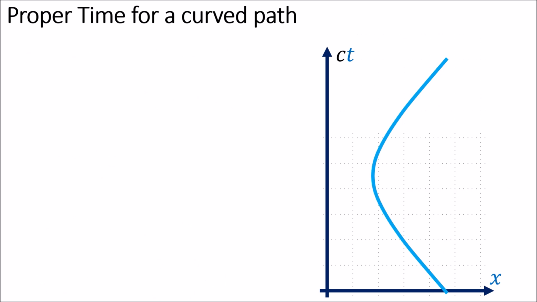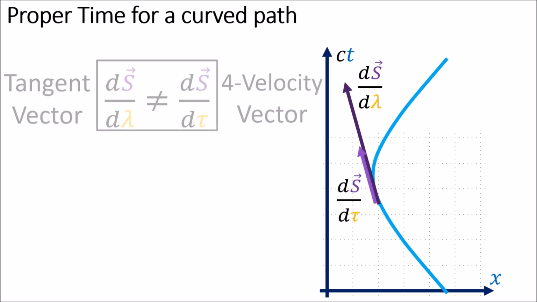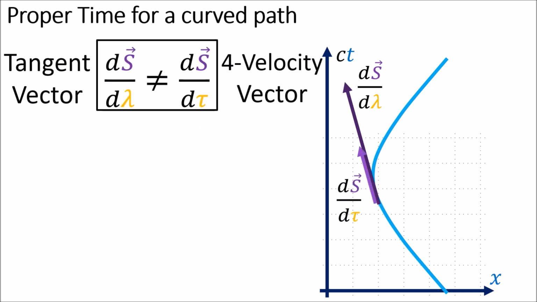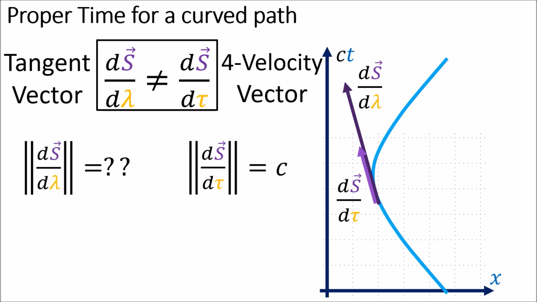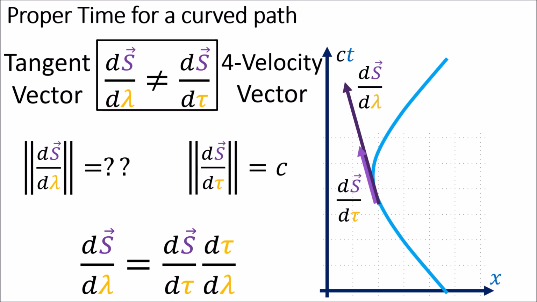Also, I just want to point out that the world line's tangent vector ds by d lambda is not the same thing as the world line's four-velocity vector ds by d tau. The four-velocity vector ds by d tau always has a Minkowski length of c, but a generic tangent vector ds by d lambda can have any Minkowski length. The two vectors are related by the single variable chain rule using d tau by d lambda.